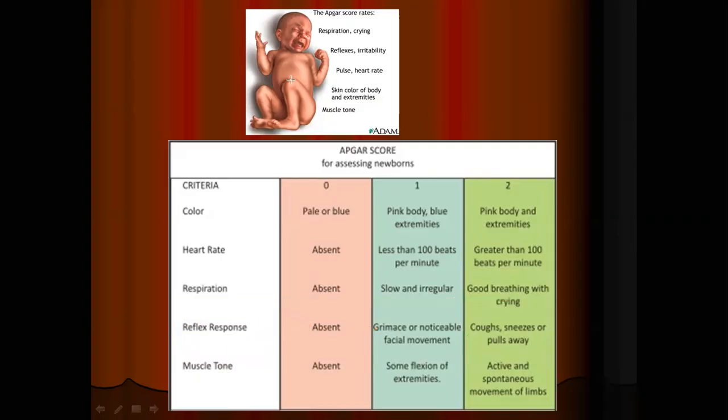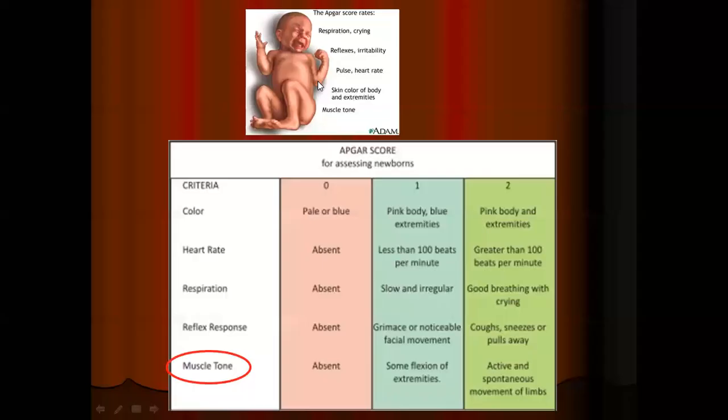Okay, then moving on to the last one, the muscle tone. If the muscle tone is absent, we are going to give a score of 0. If some flexion is present in the extremities, that is, after pulling the legs, the child should always maintain the flexed position, but here there are only some flexions and it is not completely recoiling, we give a score of 1. If the child has active movements and actively recoils back to the previous position, we give a score of 2. So this is about Apgar scoring.